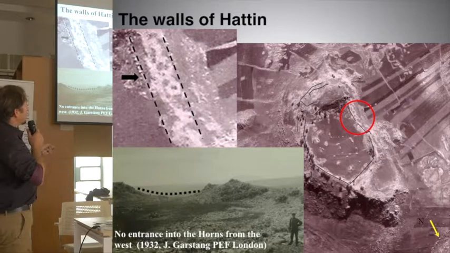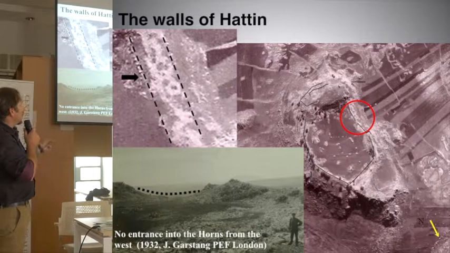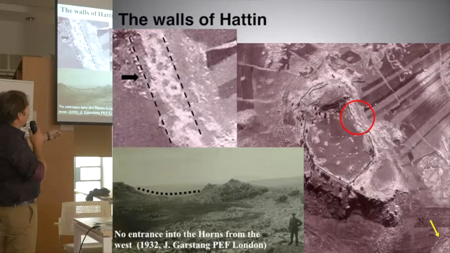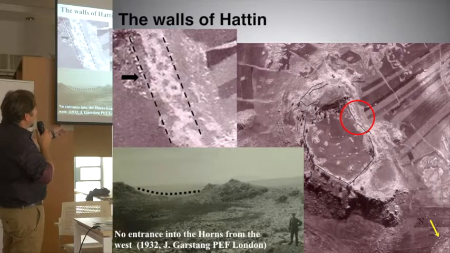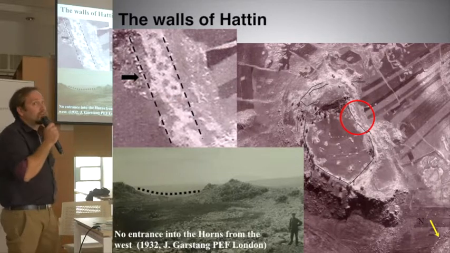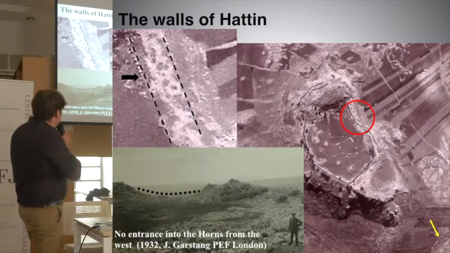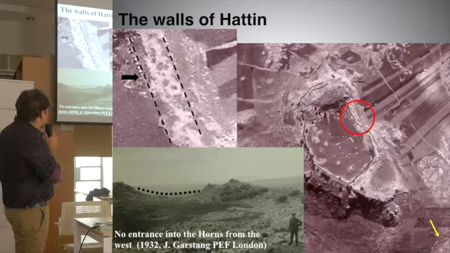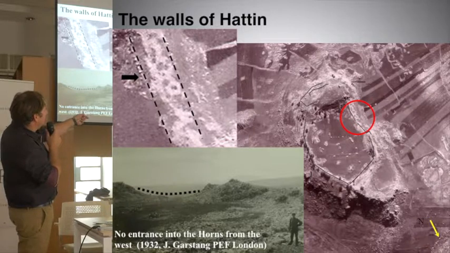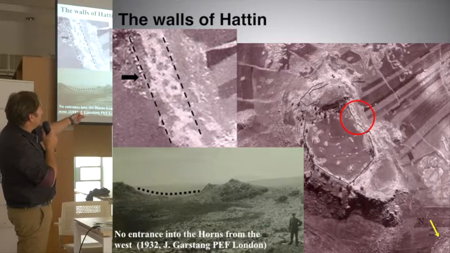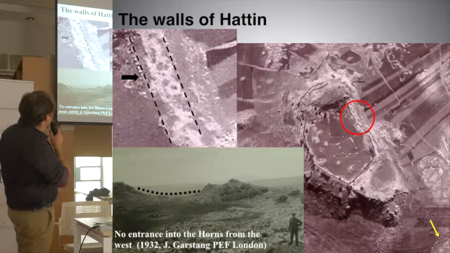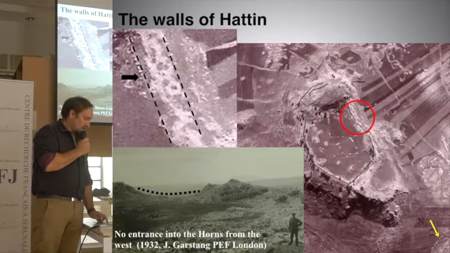The walls of Hattin themselves, you can see a plan of excavations which were conducted at the Horns of Hattin. You can see the walls date to the 10th century BC, and we can see from this photograph taken by John Garstang in 1932 that the walls were actually continuous. Today there is an opening here. Well, if you come from the fields on the west, you can actually climb to the horns themselves, but they used to be closed.